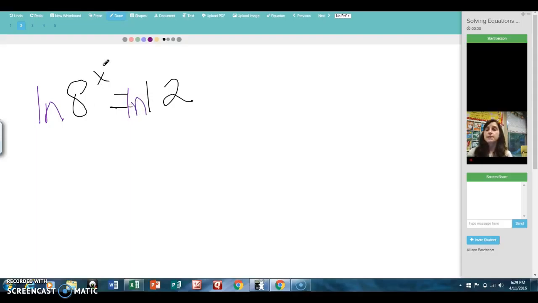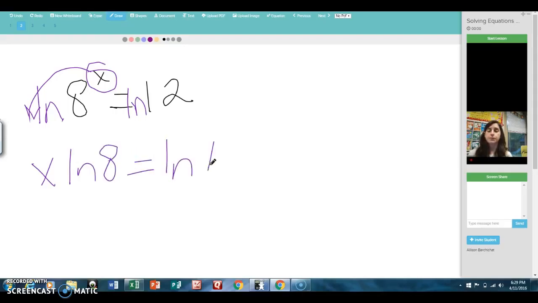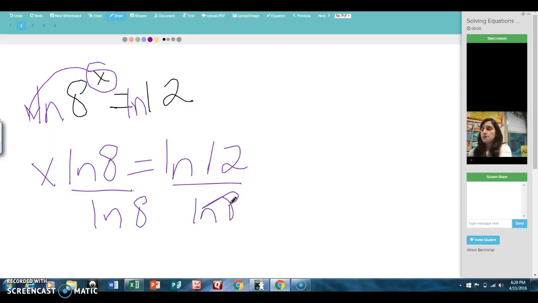What this does for us is it takes the x and allows us to move it down into the front like a coefficient. So x natural log 8 equals the natural log of 12. To solve the equation, I'm just going to divide both sides by the natural log of 8. And then I'm going to use a calculator. I'm just typing in the natural log of 12 divided by the natural log of 8. And I got approximately 1.19.